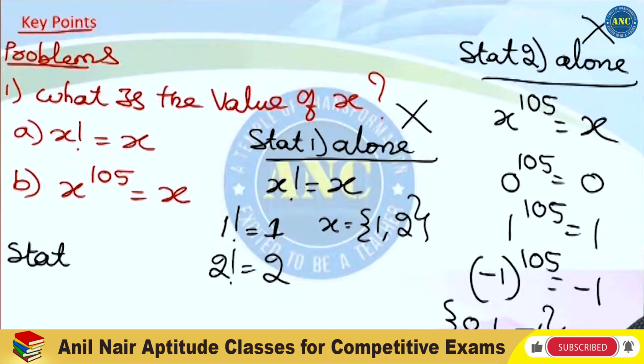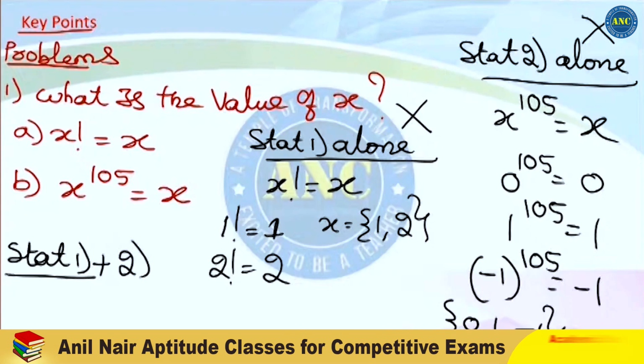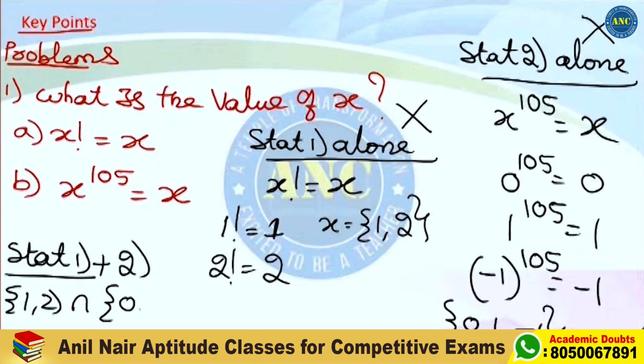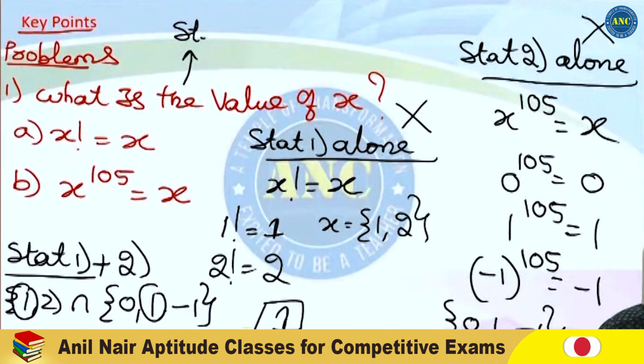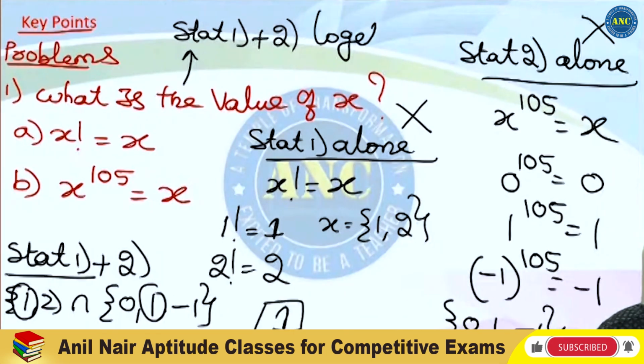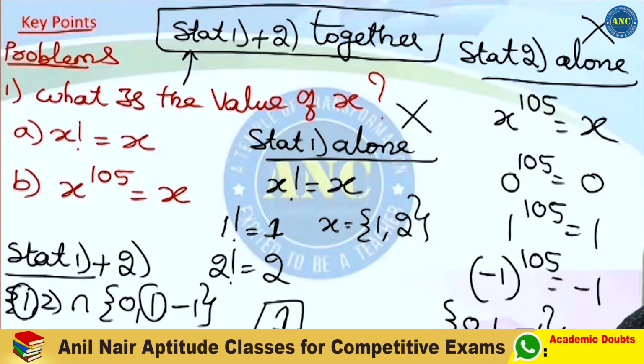Then I will combine both of them, statement 1 plus 2 together. Together means I have to do the intersection. Statement 1 gives 1 and 2; statement 2 gives 0, 1 and minus 1. How many values are common in both? One value is common. One is the unique answer. So the answer for this question is statement 1 plus 2 together. Is it clear? Kindly reply.